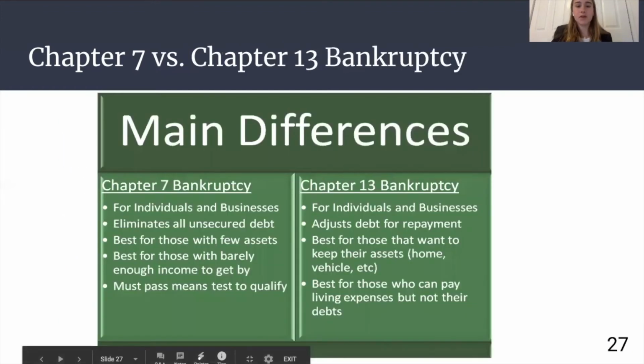This is just a little visual and chart again to highlight the differences between Chapter 7 and Chapter 13. Chapter 13 is really for those who want to keep their assets and who really can pay their living expenses, but they're just having trouble paying their debt, and it just reschedules those debt payments. Chapter 7, you have to pass the means test, and is really for those who are not getting enough income and really cannot afford to pay their debt, and most of their assets will be collected.